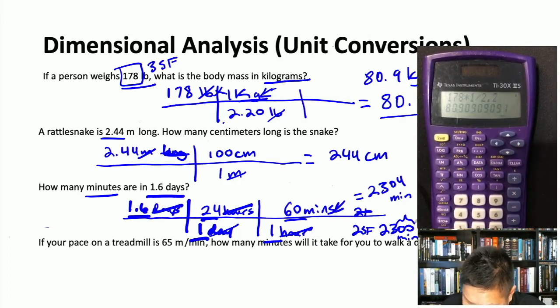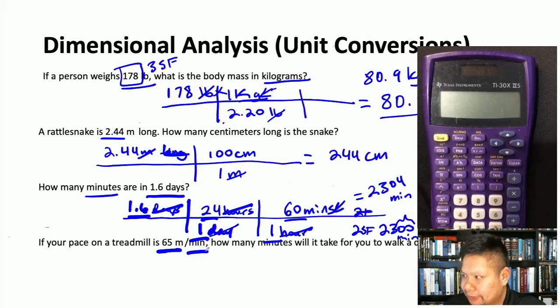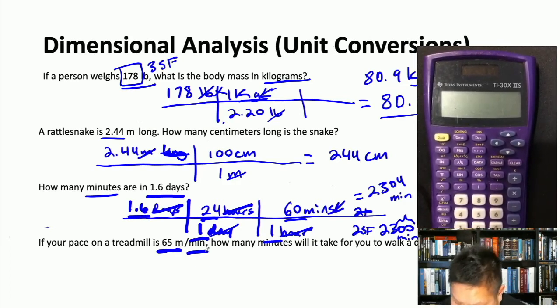It's saying that you have this rate, right? Where you're traveling 65 meters per minute on a treadmill. Seems like a long distance. Man, that's like cross country. Maybe it's not. It just seems like a big number. Anyway, 65 meters per minute.